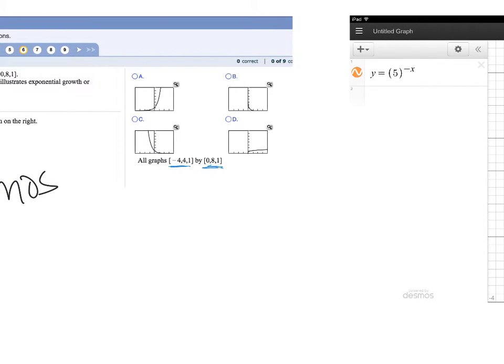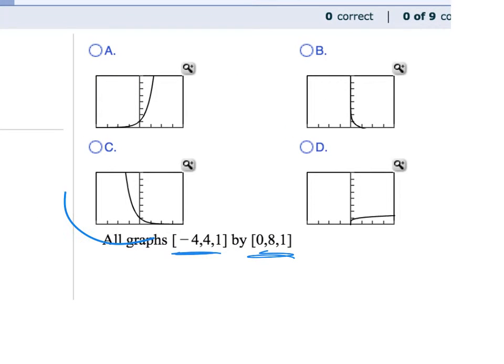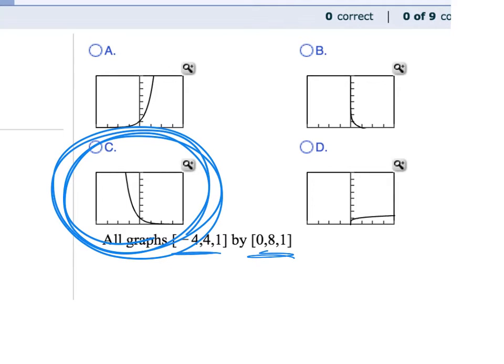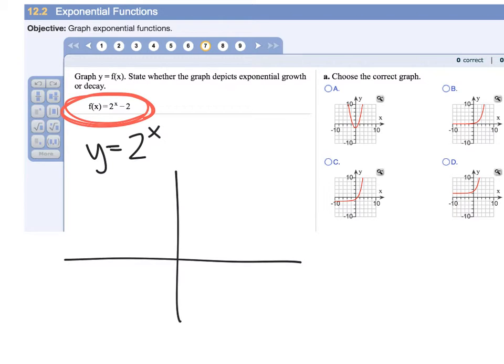And so that immediately tells me that of my 4 choices, the answer is C. So now you type this into Desmos. I'm going to go over and type in Desmos. Now we know that the graph of y is equal to 2x, we know what that's going to look like. 2x is going to look something like this.